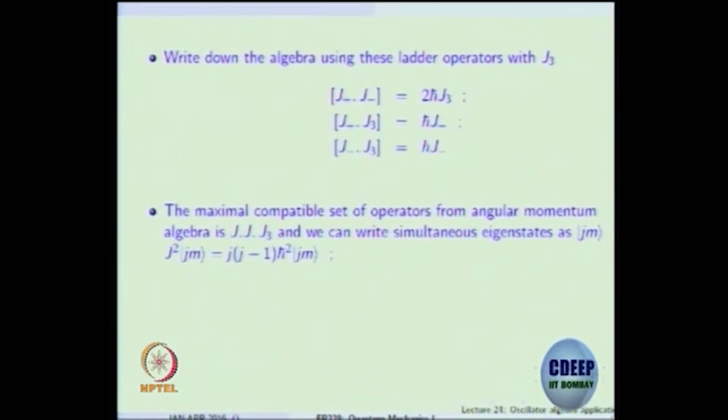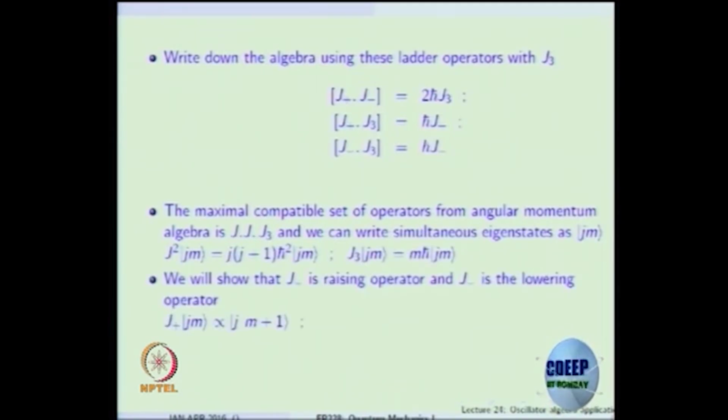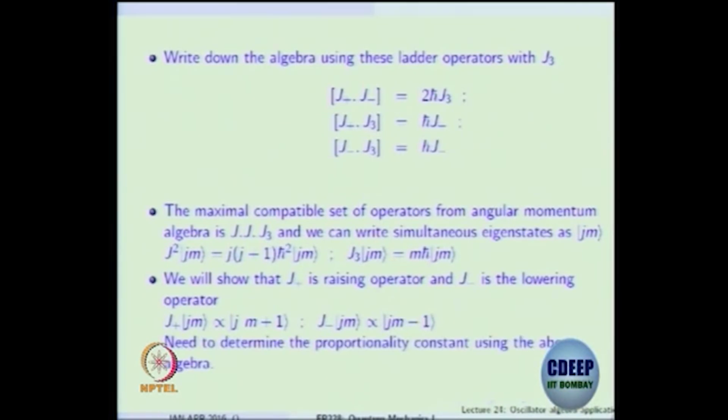And we can write simultaneous eigenstates J_m, which is an eigenstate of J squared and J3, and we will show that J plus is a raising operator and J minus is a lowering operator. This also you can see from this algebra, as I was trying to tell you. Only the proportionality constant has to be figured out using this above algebra. Not only that, as he has already pointed out, we need to figure out that m takes values from minus j to plus j.